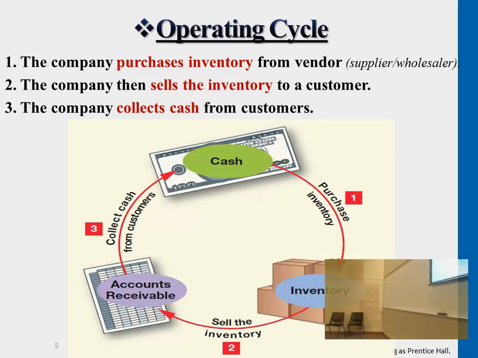Okay, so after selling the inventory, of course the company either collects cash or accounts receivable. If it's accounts receivable, then later on, within a month or so, the company will be collecting cash. So then again, you have the cash. The company will purchase more inventory, mark up the price, sell it to customers, then get cash again. So this is the general operating cycle.